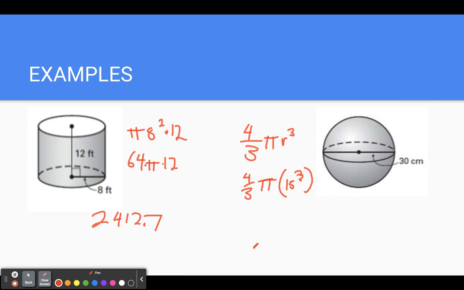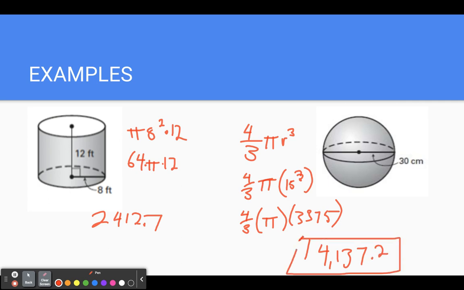That's 3,375. So we have 4/3 times pi times 3,375. Right, and we just multiply that out. I already have 3,375 on my calculator, so then times pi, and then times, I'm going to put 4/3 in parentheses on my calculator, and that comes out to 14,137, and if we round to the tenths, 14,137.2. All right, that's how you find the volume of these shapes.